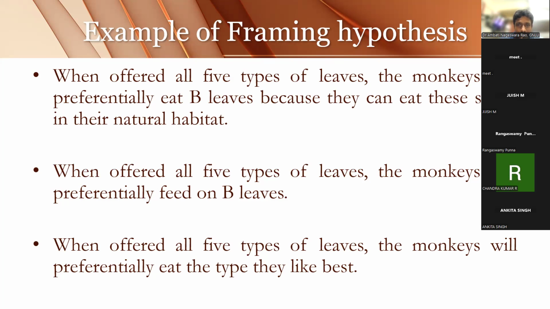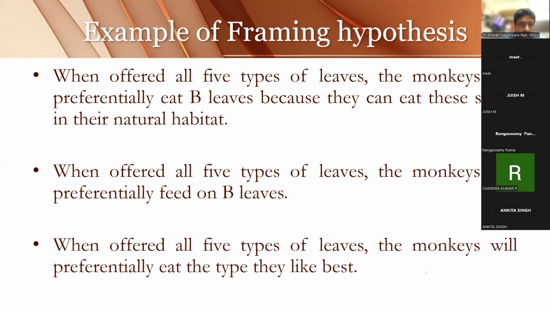Sir, I think it will be B. And the second point, when offered all 5 types of leaf, the monkey will... Okay. You're saying the second one is the correct option, right? Okay. We will see one more. Is there any other candidate? I'm not able to see any chat box here. If you can unmute yourself, that will be good. Sir, the first option will be fine, sir. So you're saying the first option is the correct one. Okay. Because there are 2 variables, I suppose.